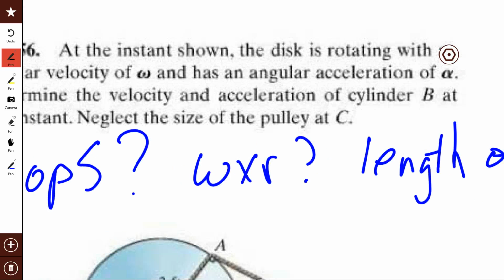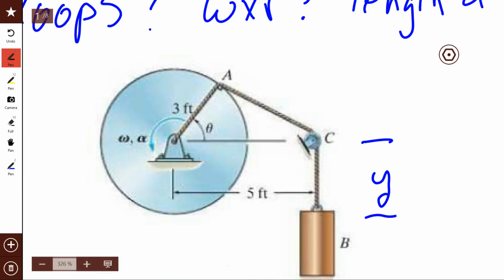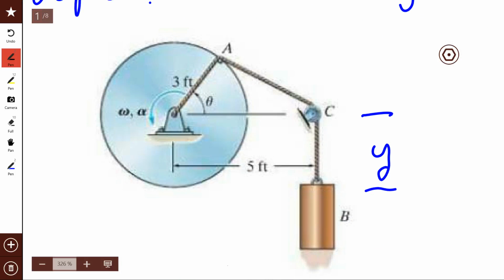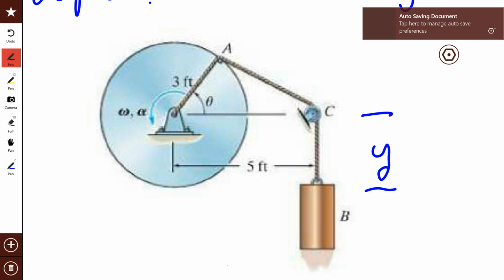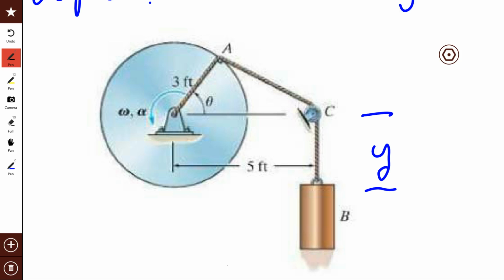Okay, so let's look at the picture. What is it that they want? What are they telling me? They're telling me the omega and the alpha. You see them there in the picture? Okay. What is omega, by the way? Give me a name for it. Angular velocity. And that would be the angular velocity of point A, correct?